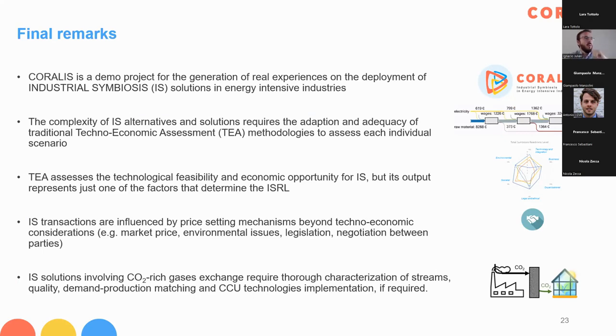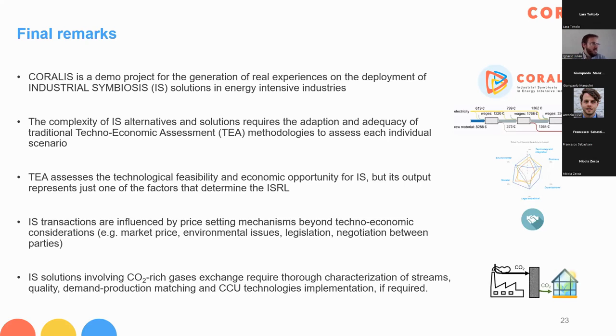CORALIS is a demo project for the generation of real experiences on the deployment of industrial symbiosis solutions in energy-intensive industries. The complexity of industrial symbiosis alternatives and solutions requires the adoption and adequacy of traditional techno-economic assessment methodologies to assess each individual scenario. The techno-economic assessment evaluates the technological feasibility and economic opportunity for industrial symbiosis. But the output represents just one of the factors that determine the industrial symbiosis readiness level. There are 5 other identified factors.